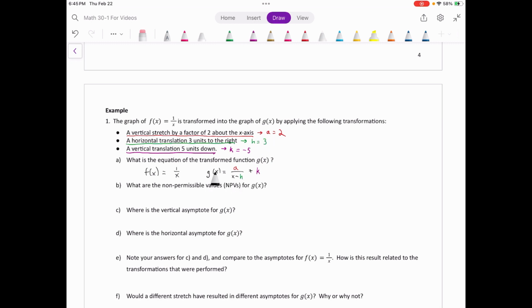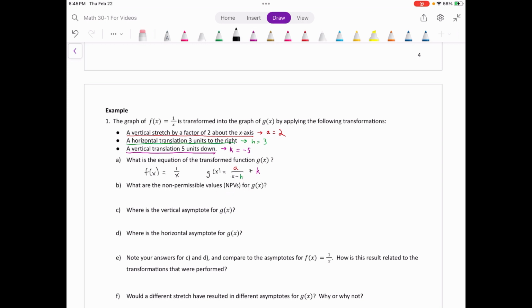And that alone can let us write the equation for g of x just from thinking about how we could change the equation of 1 over x to get this, okay? So this is kind of the general form for transforming a rational function.